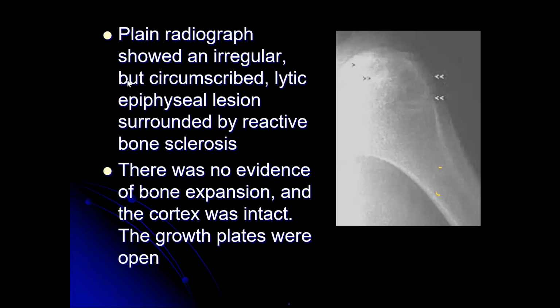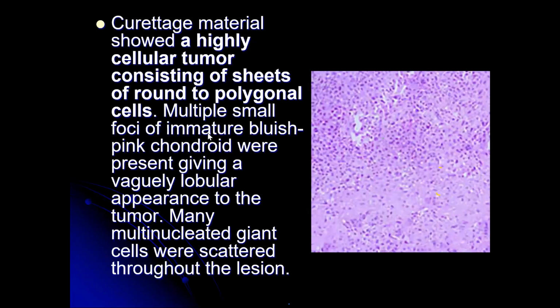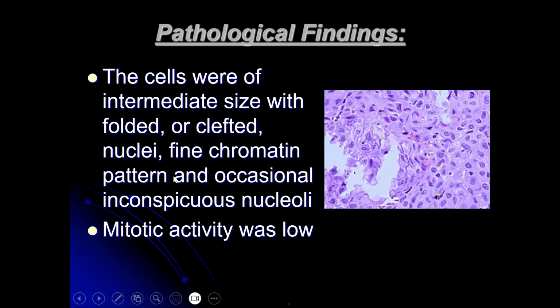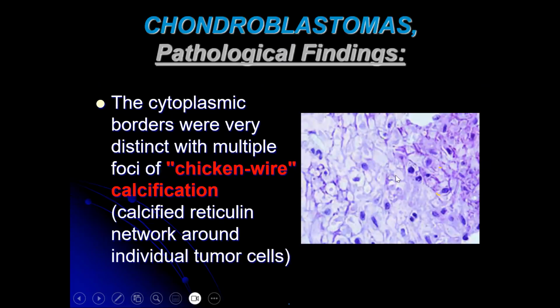Curettage material, cellular tumor consisting of sheets of round polygonal cells, multiple small foci, pink chondroid present giving a vaguely lobular appearance. Many multinucleated giant cells are present. And you should see that there is a chicken wire appearance over here. You have to see this. And you see clefts, fine chromatin pattern, and occasionally inconspicuous nuclei. And this is the chicken wire appearance more clearly on microscopy.